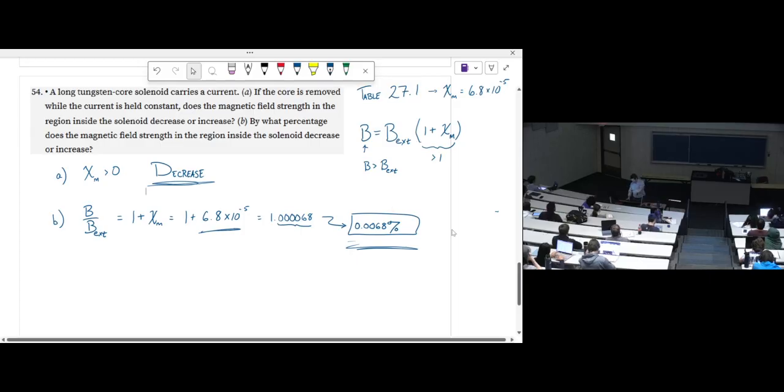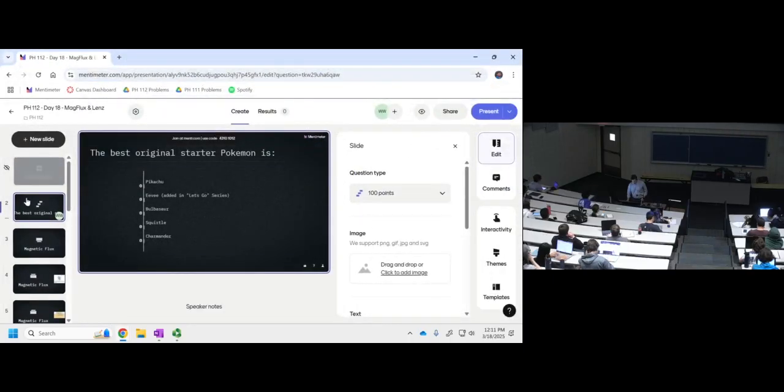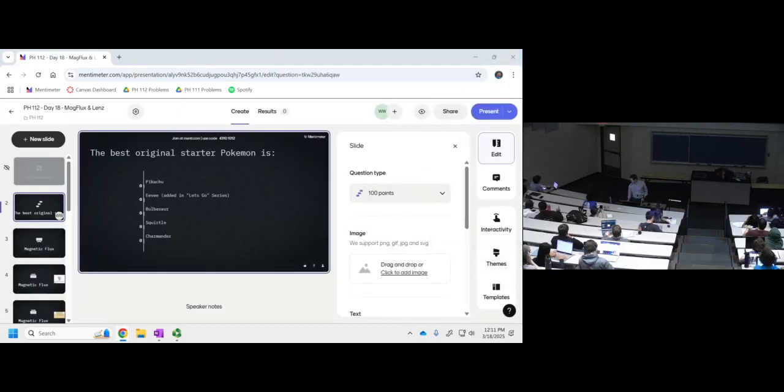Okay, we've got just under 30 minutes left. Let's switch gears and at least try to introduce the idea of magnetic flux, and then we will see how far we get from there.